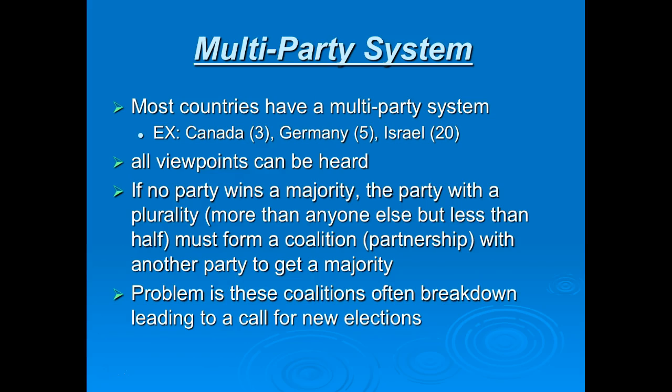Coalitions often, though, break down because there's a lot of fighting between parties. And when that happens, when the coalition breaks apart, you lose your majority, you're no longer in power, and then you have to have a whole new election. So in parliamentary systems, new elections happen a decent amount.